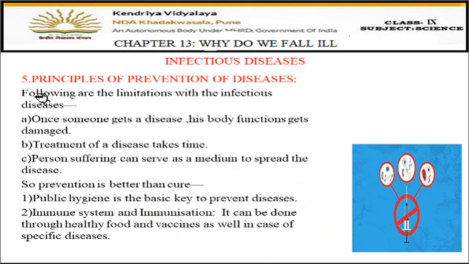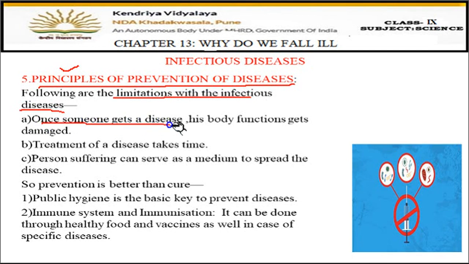Then the next one is principles of prevention of diseases. How can we prevent disease, how can we save ourselves from it? There is some principle behind this. Following are the limitations with infectious disease. Let us first see what happens when an infectious disease occurs. Once someone gets a disease, their body function gets damaged, body functioning stops or gets changed. So this is one of the problems.